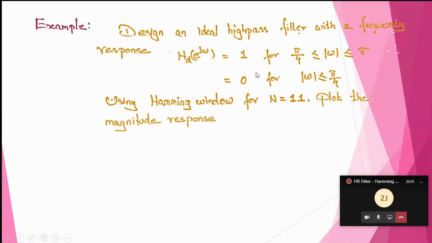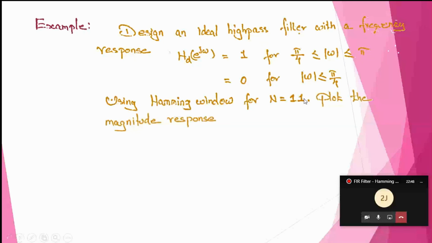The frequency response is given, and the range is going to be pi by 4 to pi. That is the range of your high pass filter. Using a Hamming window, the order of your filter, n, is going to be 11.